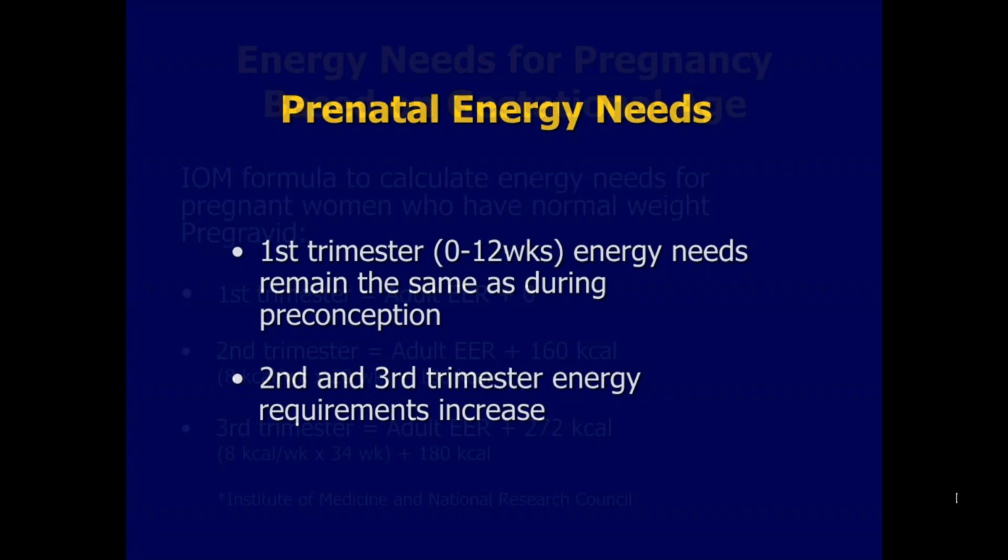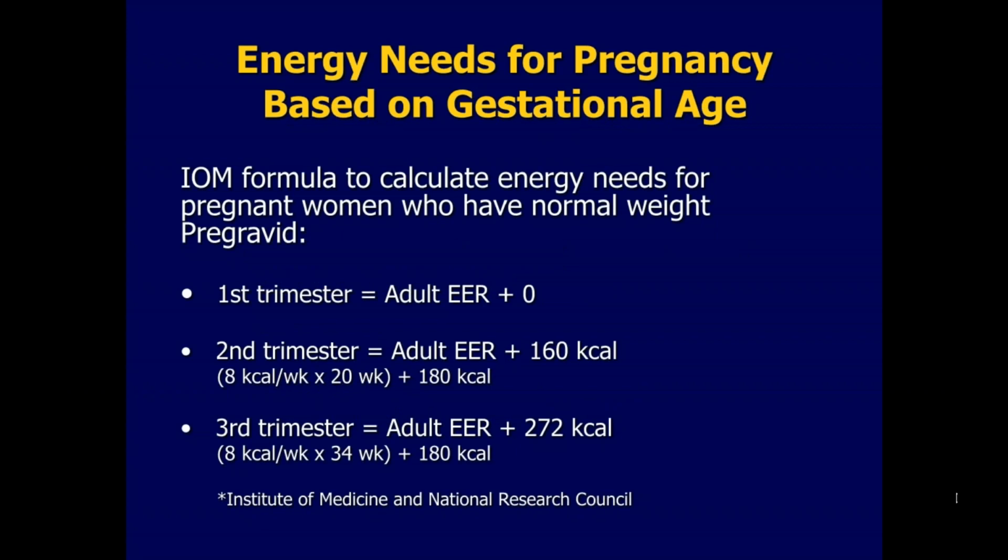Now, what is the energy need for pregnancy? It's based on gestational age. Looking at the IOM formula to calculate energy needs for pregnant women who have normal weight before pregnancy. As you look at the slide, in the first trimester you're looking at the adult EER, what you calculated from the EER formula, and no extra calories coming in. Now the second trimester, but keeping in mind if in the first trimester you had a pregnant woman who came in underweight, maybe it's appropriate at that point to bump up the calories a little bit.